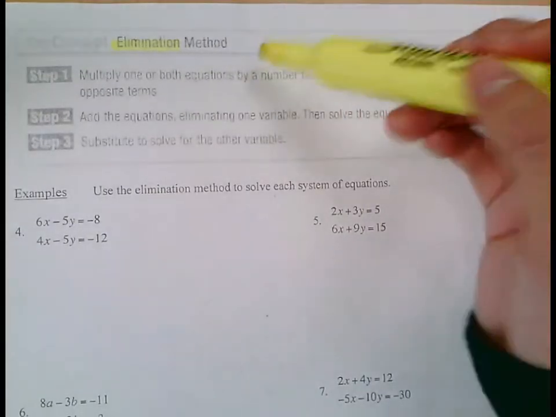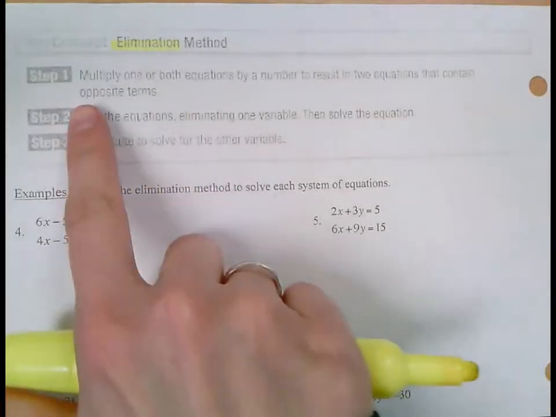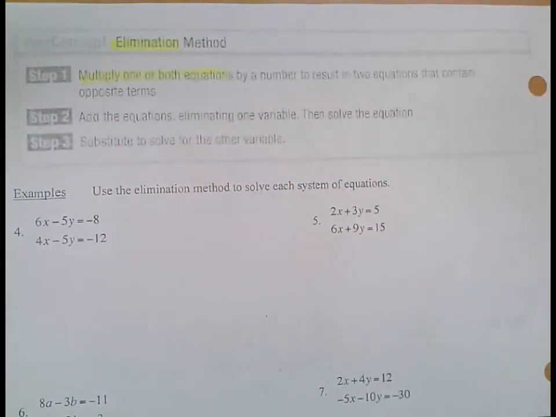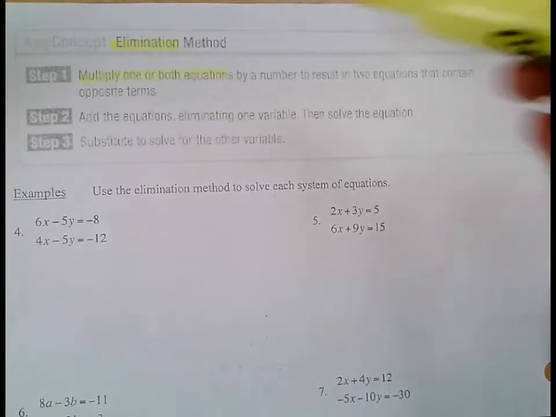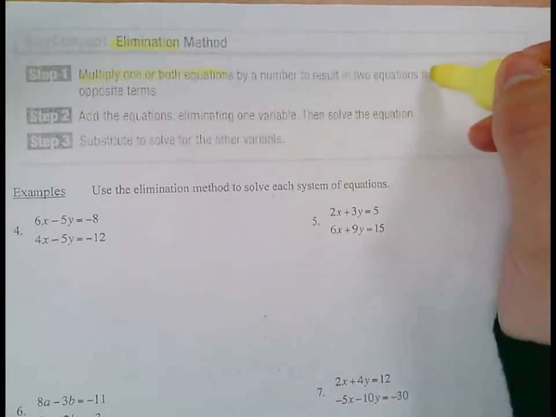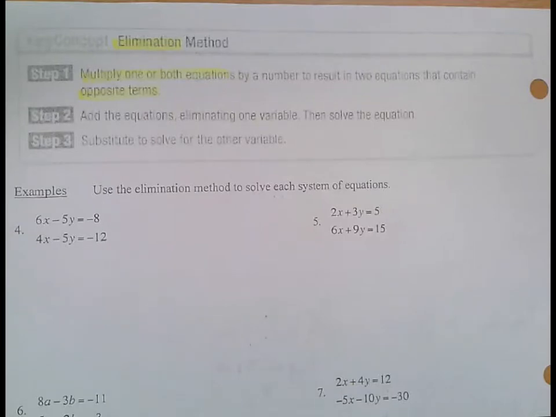So the elimination method, again, sometimes step 1 is already done. If not, you have to do it. But this is where you multiply one or both equations by a number. And if you're multiplying both equations, the number that you multiply by does not have to be the same. So for example, you could multiply the top equation by 3 and the bottom one by 5. But you're multiplying one or both equations by a number to result in two equations that contain opposite terms. So your first step is to make sure one of your variables in your system has opposite terms.